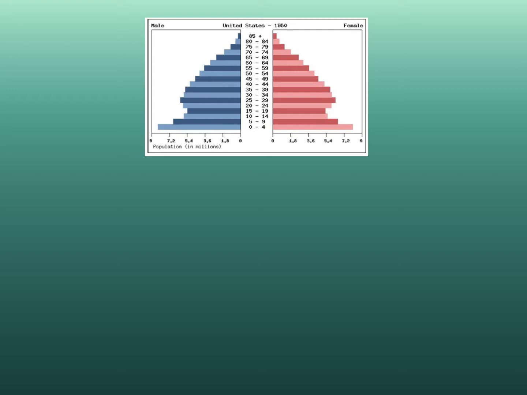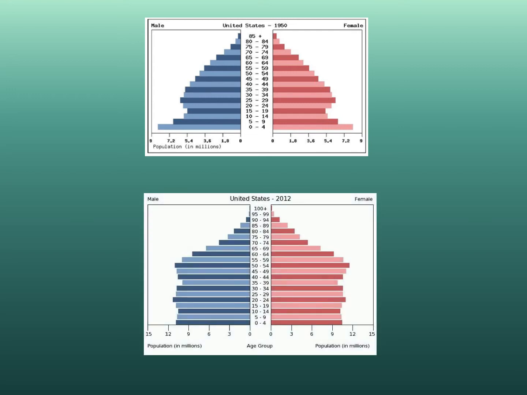And so it then gradually kind of gets smaller, then it gets a little bit bigger, then it gets smaller and smaller and smaller. I also want to bring your attention to the top where it says 85 plus. And so you can kind of see what the age ranges were at the top end. Now, in contrast, I want to bring up 2012. So you can see that this is shaped differently.